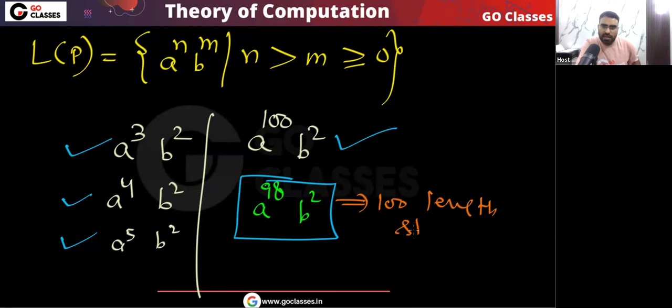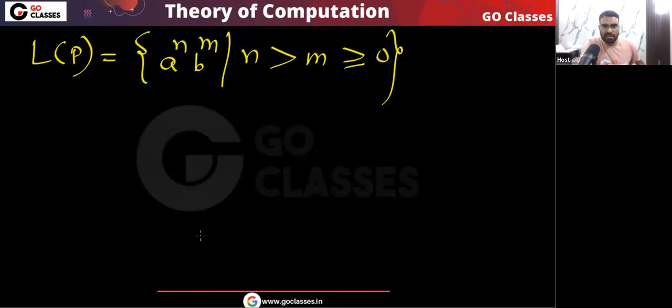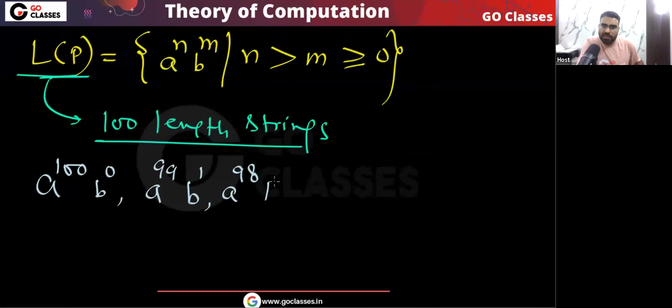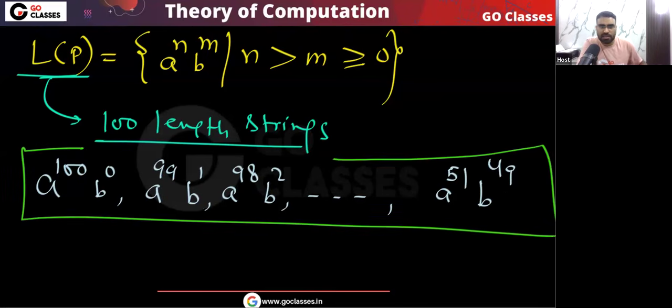This is a 100 length string, and the question is asking only about 100 length strings. Is this clear? Because the question is asking for 100 length strings, the answer will be basically only this type of strings. For example, a^100 b^0, a^99 b^1, a^98 b^2, and so on. And last you will get a^51 b^49. So you can see that these strings are 100 length strings in the language.